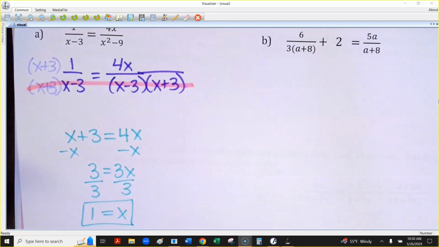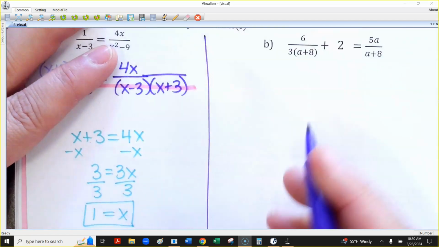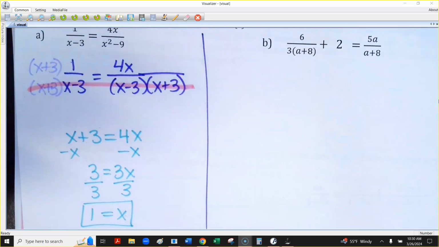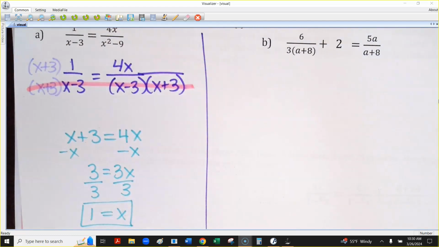Okay, this next one I think looks really tricky, but it's not bad. So I have a 3 and an a plus 8, so that's already in factored form. Then I literally just have the number 2, and then I have a 5a over a plus 8. What would you use as a common denominator here? Could you have it just be a plus 8, so you divide the first one, 6 divided by 3, and get 2 on top? Oh, I didn't even notice that.